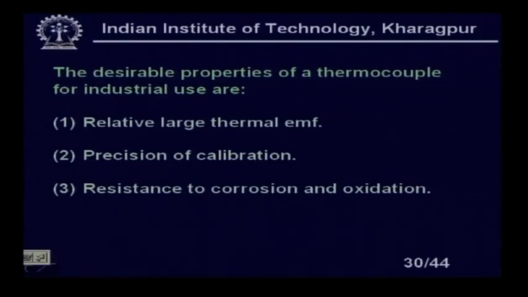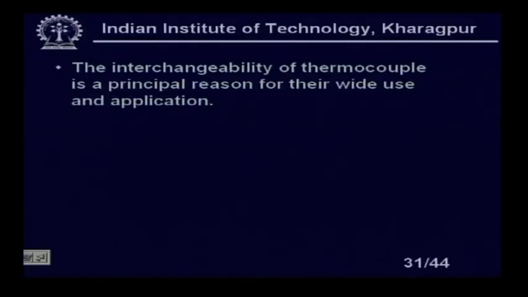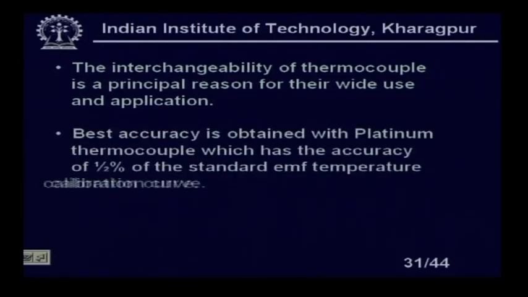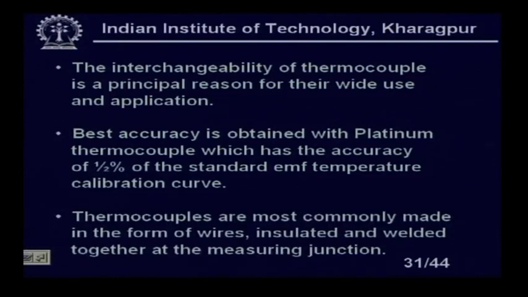Resistance to corrosion and oxidation is very difficult, because mostly we will not find this resistance available, so you have to use the thermocouple in a covering material, which is called a sheath in industry. The interchangeability of the thermocouple is a principal reason for their wide use in applications. Best accuracy is obtained with the platinum thermocouple, which has an accuracy of 0.5% of the standard EMF temperature calibration curve.